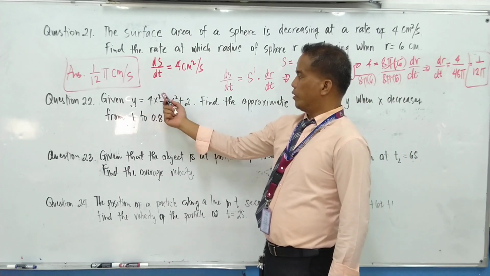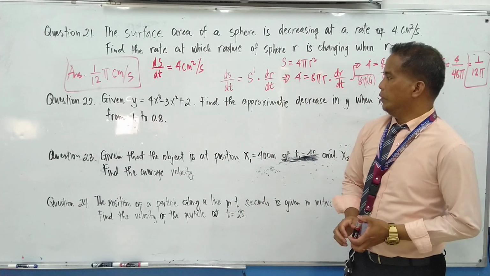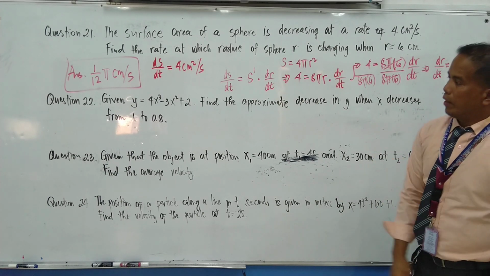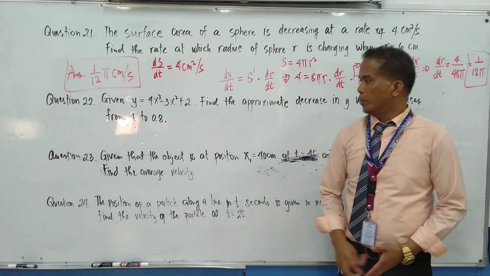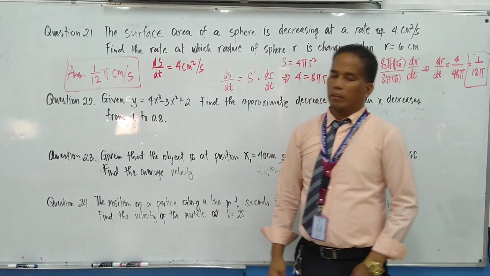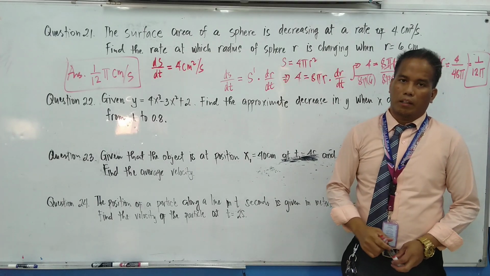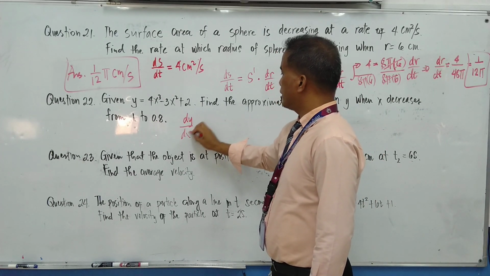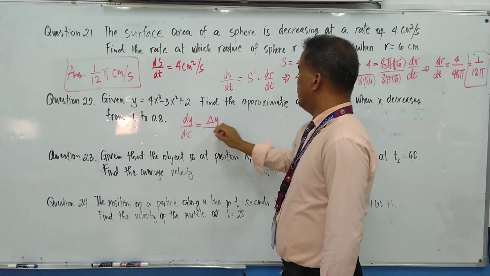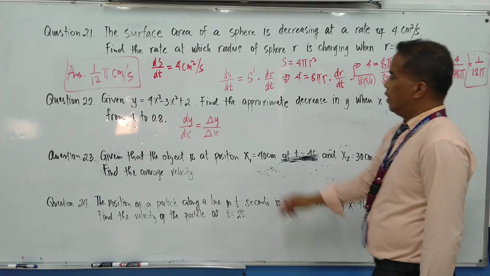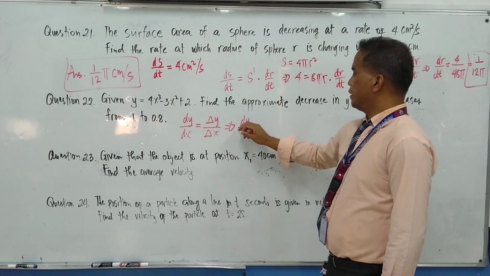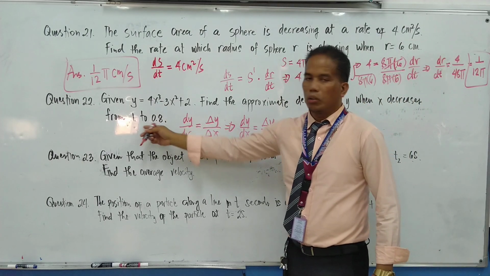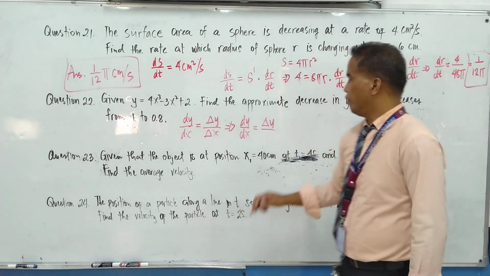Given y equals 4x cubed minus 3x squared plus 2, find the approximate decrease in y when x decreases from 1 to 0.8. Okay, so the given function here is y equals 4x cubed minus 3x squared plus 2. Now, if we are going to apply the derivative here, we have dy over dx, which equals change in y over change in x. Okay? So it can be written as dy over dx equals change in y over the change in x, which is from 1 to 0.8, which equals negative 0.2.